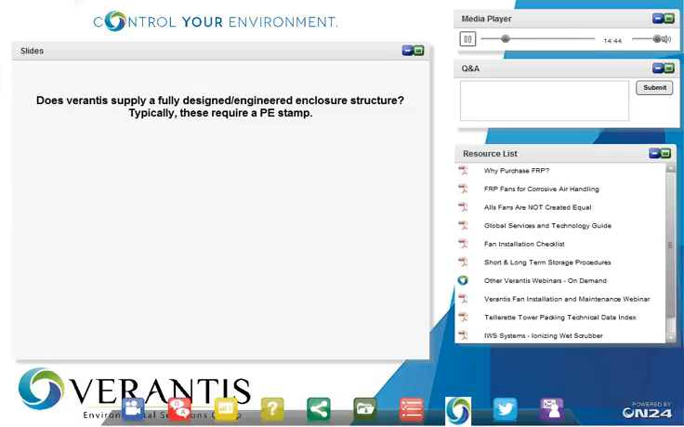Does Verantis supply a fully designed engineered enclosure structure? If you are talking about the sound enclosure, actually we do supply it, but we source it out. So when we source it out, the supplier is going to give the whole package together with the calculation.